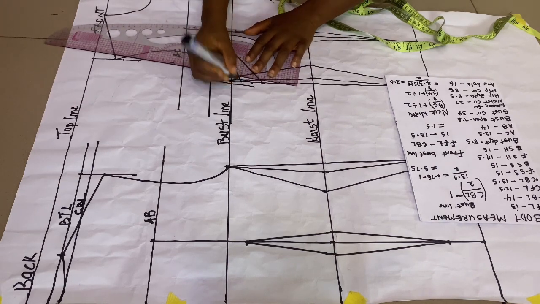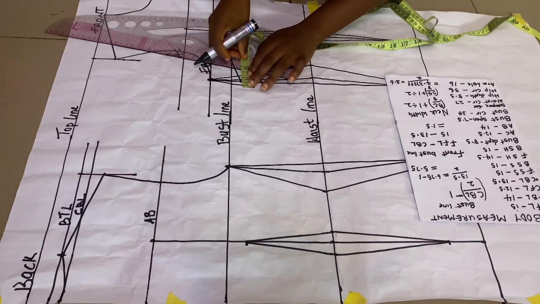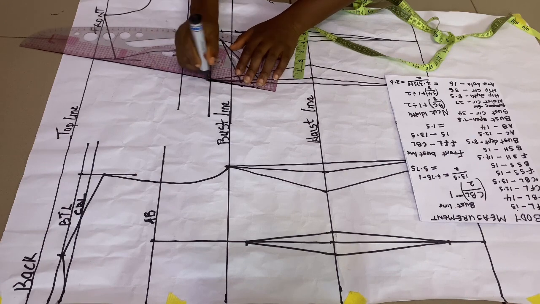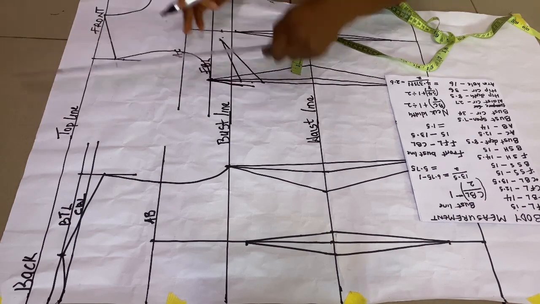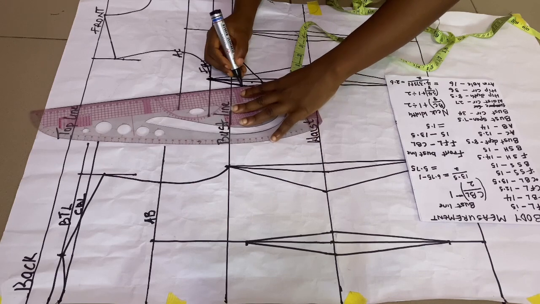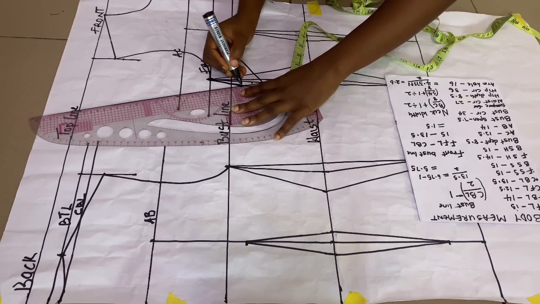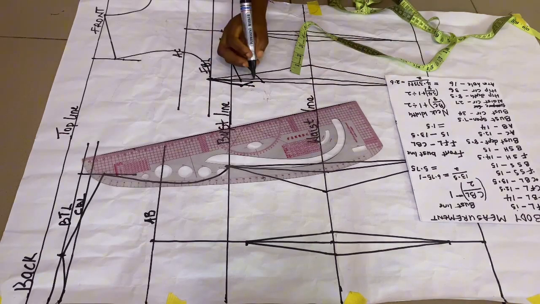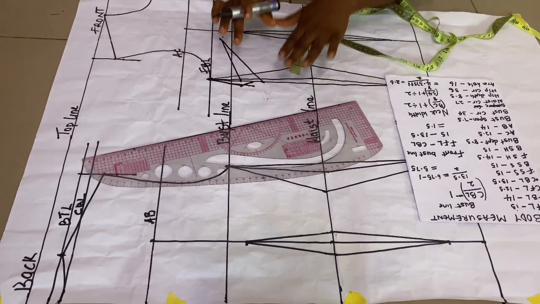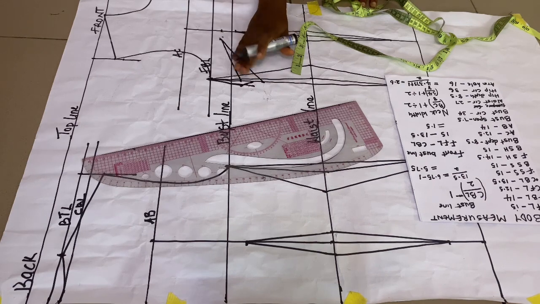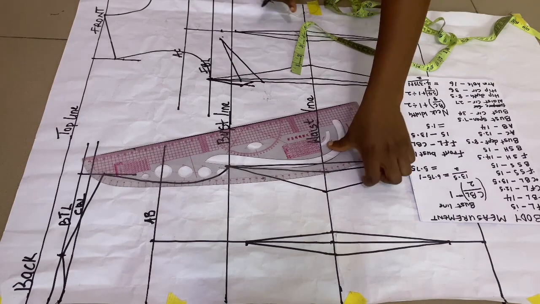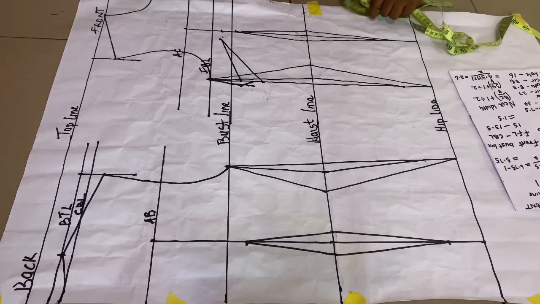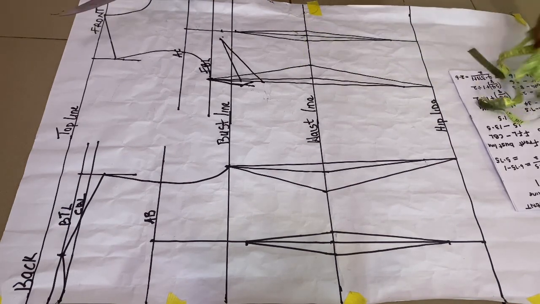You come out at this point by the 0.3. After you come out at that point by 0.3, then you connect it back to this straight line. So after folding the paper, you don't have any shortage there. So that's it about drafting the basic bodice.